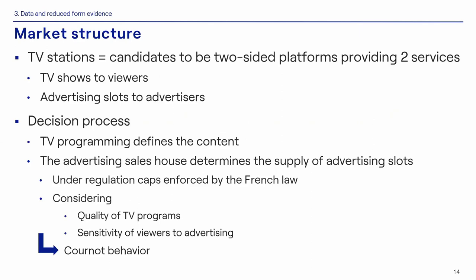Okay, let me speak on the market structure. The TV stations are candidates to be considered as two-sided platforms, since they are providing two services: TV shows to viewers, and advertising slots to advertisers. Okay, and so one of the objectives of the empirical analysis is going to be to identify if there are externalities between these two sides, these two types of customers of a TV channel, viewers and advertisers.